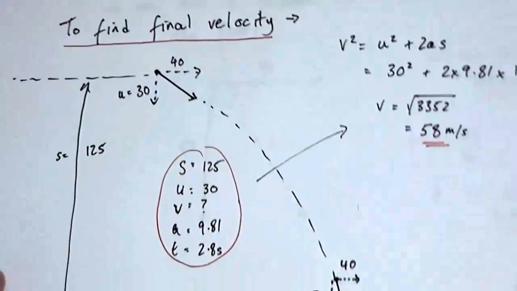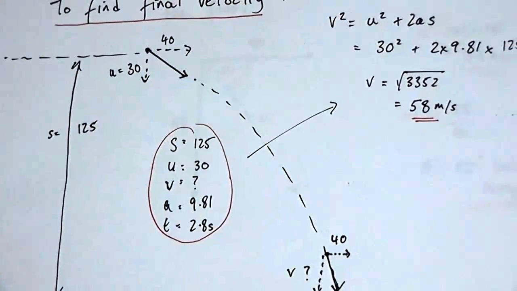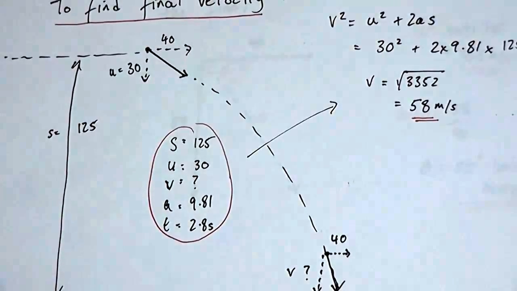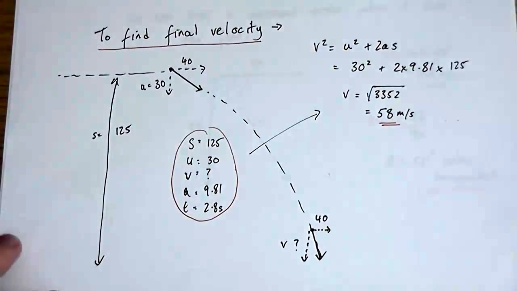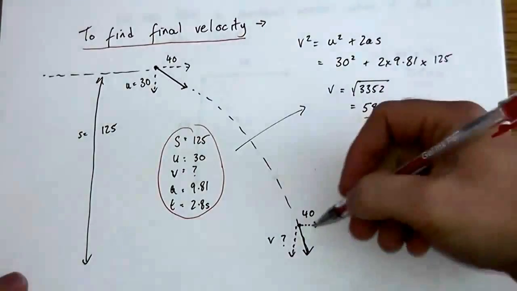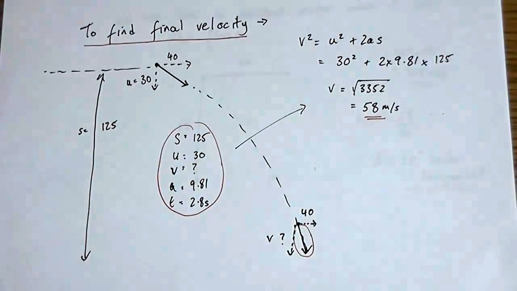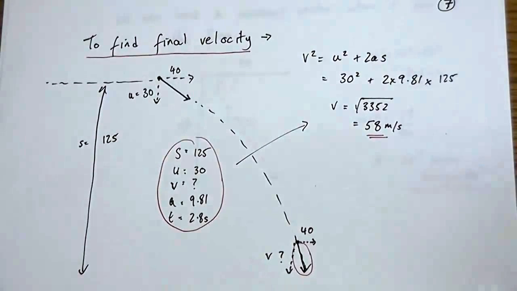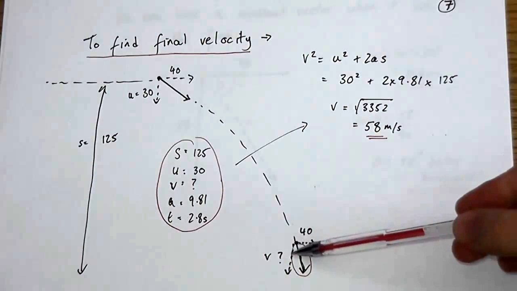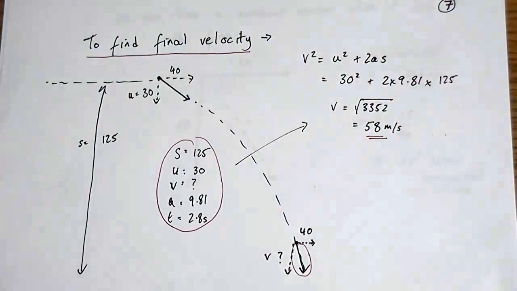Okay, now we have to find the final velocity to work out the vector component of the projectile when it hits the floor there. So we need to find out v, the final vertical velocity. I'm using a different Suvat. I've used v squared equals u squared plus 2as.